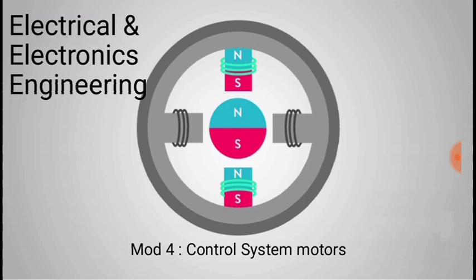So, what is a control system? If we consider different types of industries, we have to control different processes. In those processes we will be using different types of motors for different functions. We will be discussing that type of motors in this module.